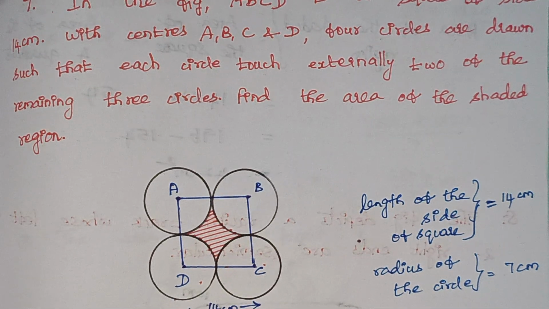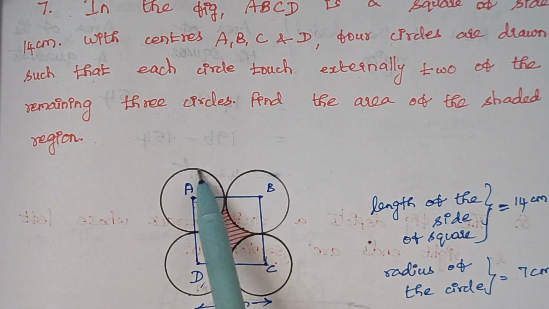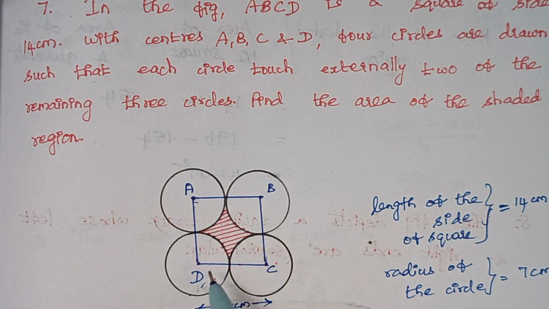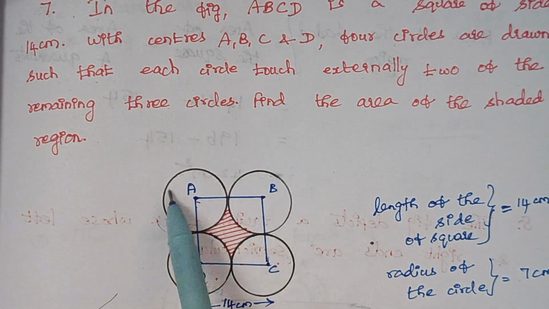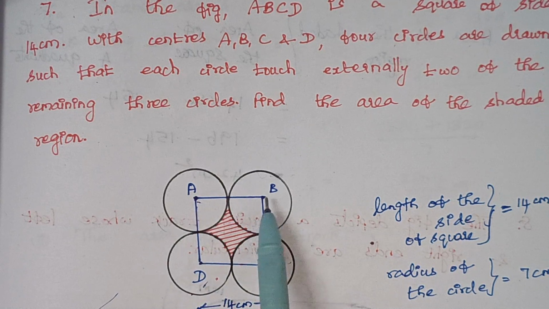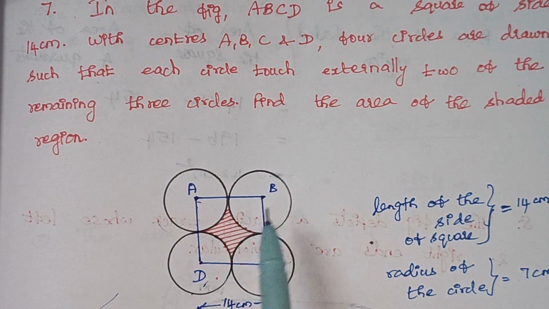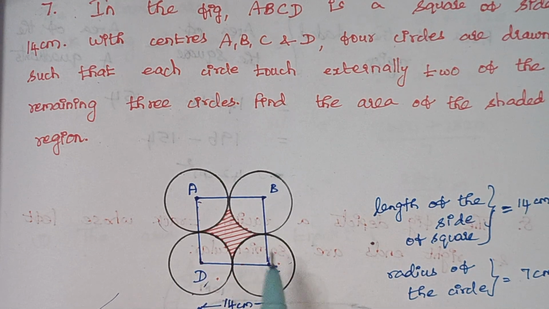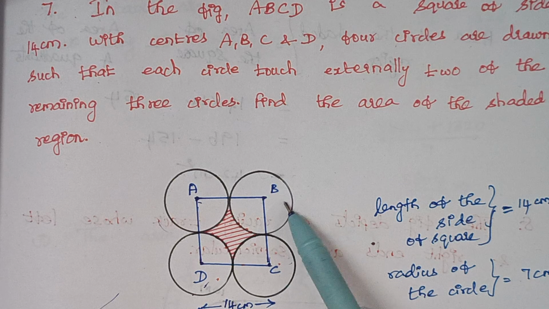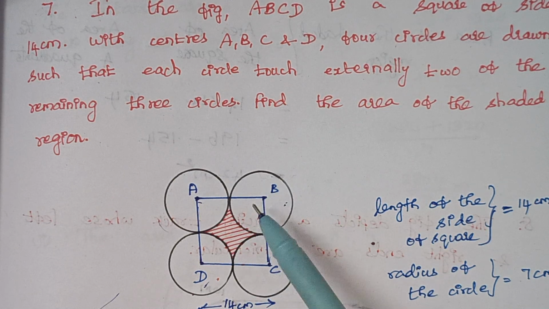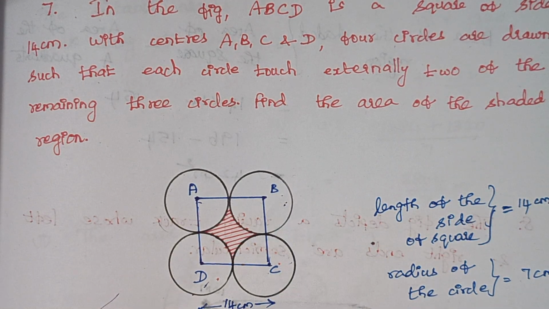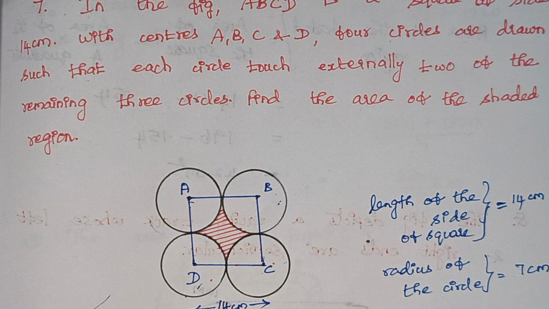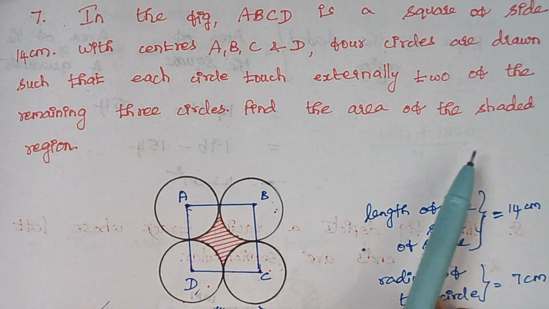So in this case, we have 4 circles, and each circle touches 2 circles of the remaining 3 circles. That is, consider this circle with center A. This circle touches the circle with center B and the circle with center D, and C is separate. Similarly, circle B touches circle A and circle C. Similarly, circle C touches circle B and circle D, and again circle D touches circle A and circle C. This is what is given. So find the area of the shadowed region.